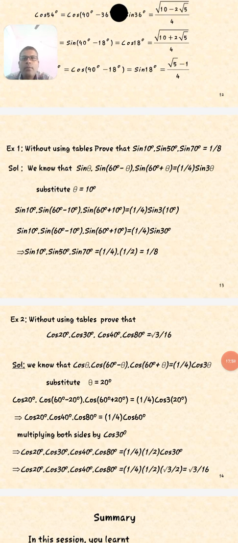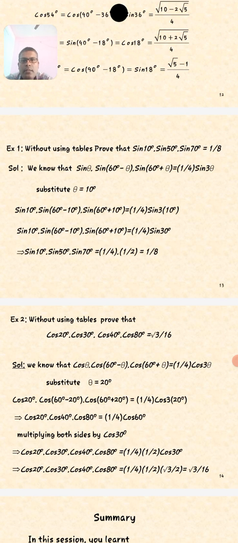Example 1. Without using tables, prove that sin 10 degrees, sin 50 degrees, sin 70 degrees is equal to 1 by 8. We know that sin theta into sin 60 minus theta into sin 60 plus theta is equal to 1 by 4 sin 3 theta. Already we know this type of proof. Last class we discussed this type of problem.